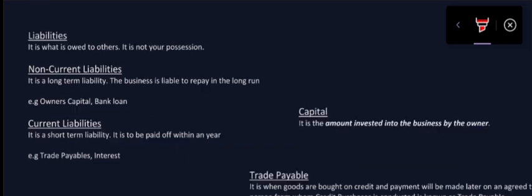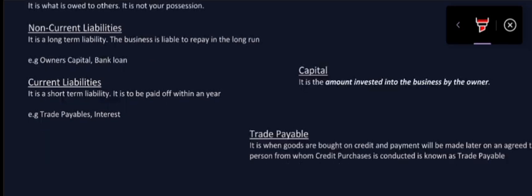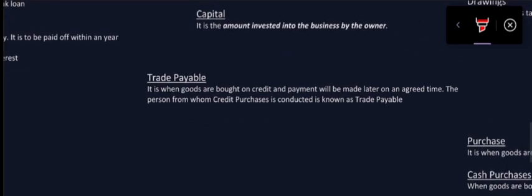On to the second element, liabilities. It is what is owed to others. It is not your possession. You merely borrow from organizations or other businesses. Liabilities are split into two, non-current and current liabilities. Current liabilities are short-term liabilities. These amounts are paid off within a year. For example, your trade payables, which occur when credit purchases occur.